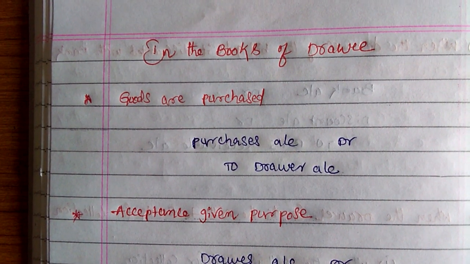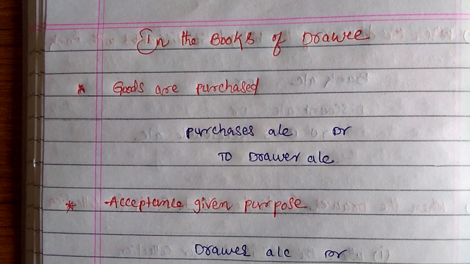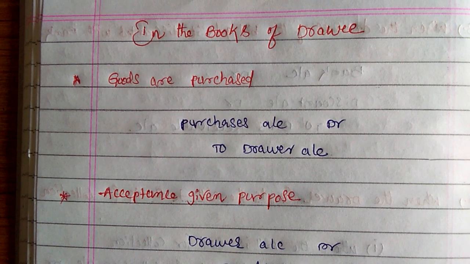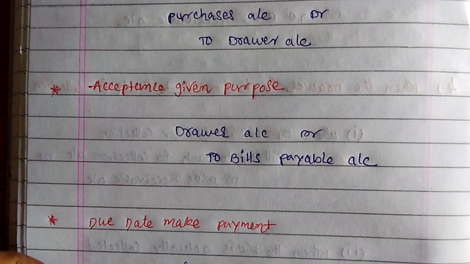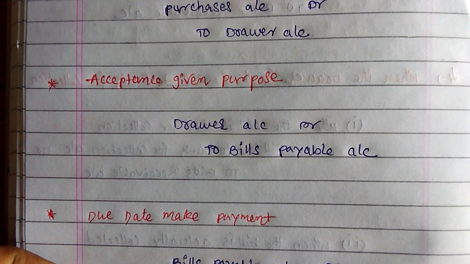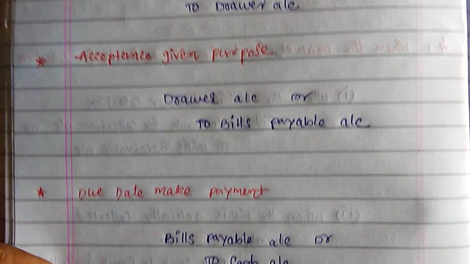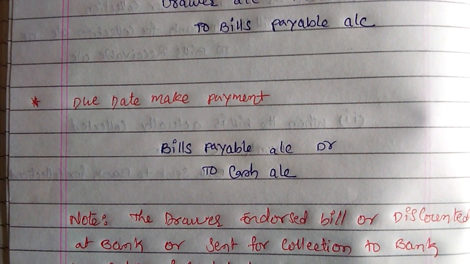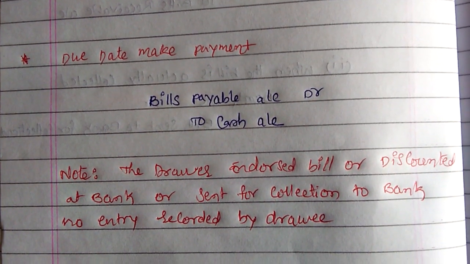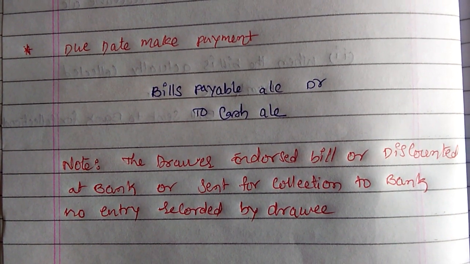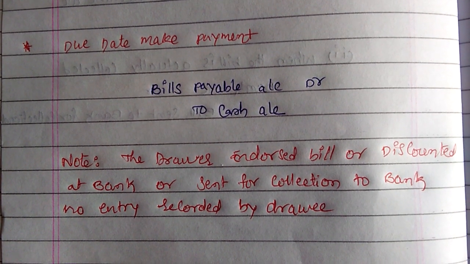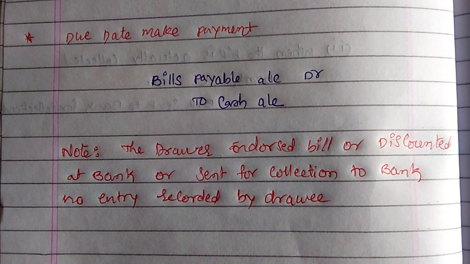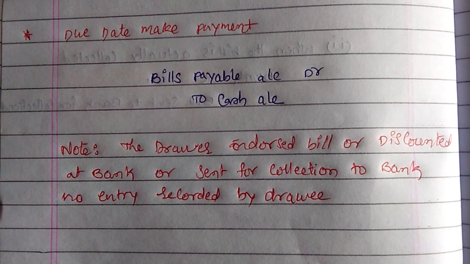The drawee also writes journal entries. When goods are purchased: purchases account debit to drawer account. For acceptance given: drawer account debit to bills payable account. On the due date, when payment is made: bills payable account debit to cash account. So we have a note point here: if the drawer endorses the bill, or it is discounted at the bank or sent for collection to the bank, no entry is recorded by the drawee.